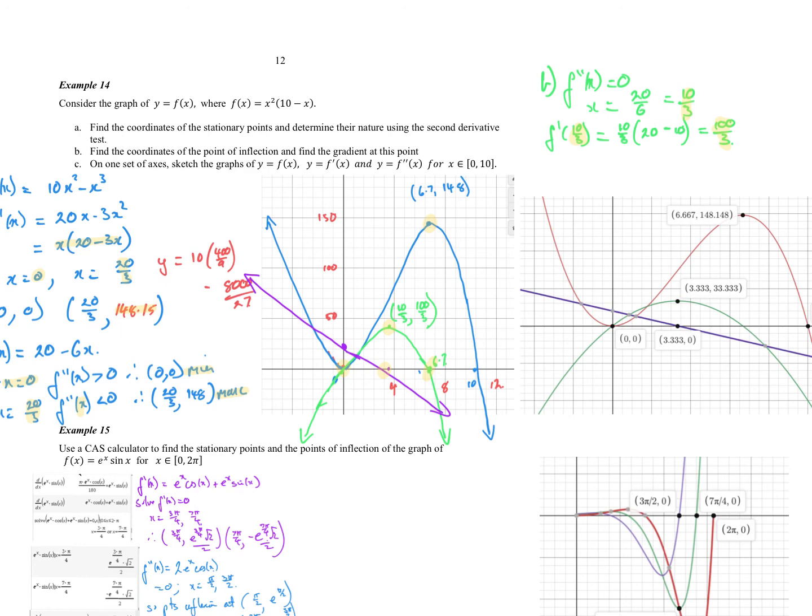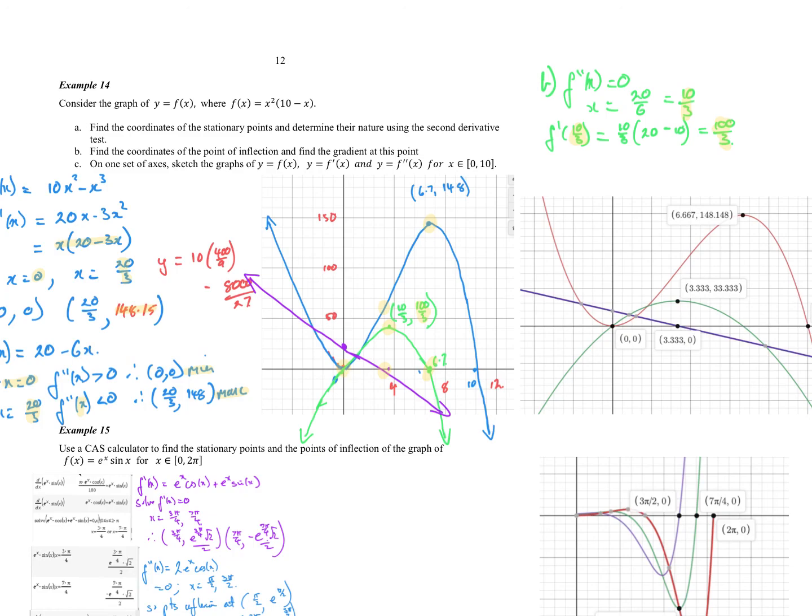Okay, I have a sign change on my second derivative. My second derivative goes from being above the axis, which is positive, to below the axis, which is negative. So at 10 on 3, that corresponds to a point of inflection on the original graph. And the gradient there is 100 on 3, which ties in because it's a positive gradient at that point, isn't it? Okay.